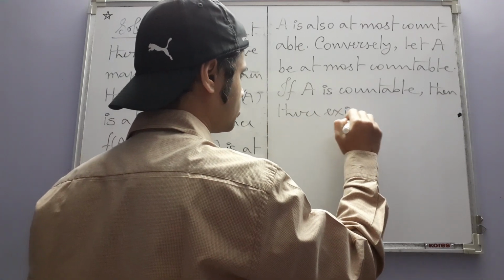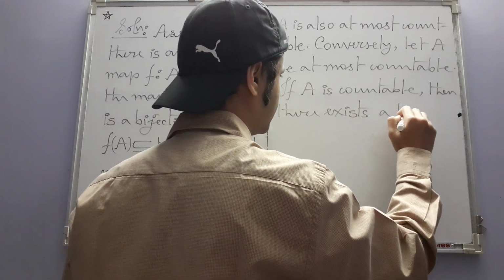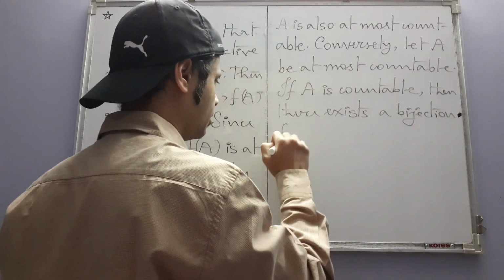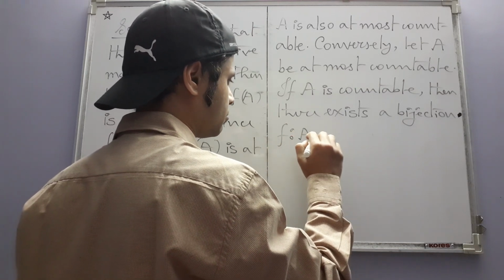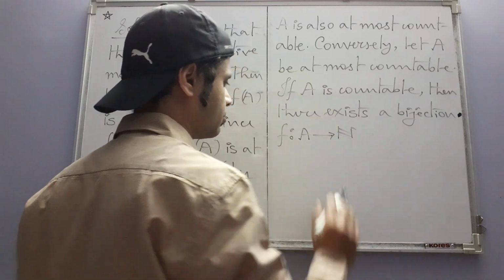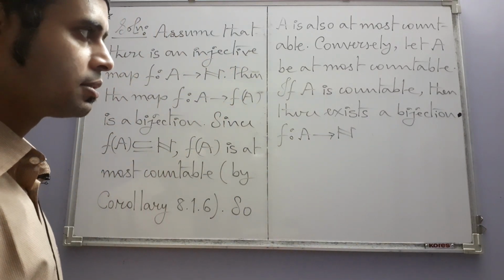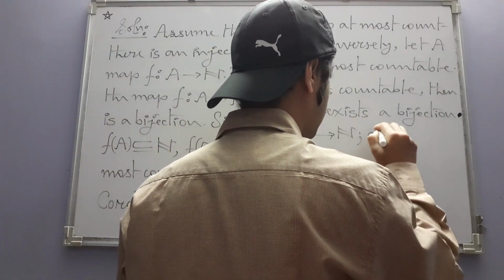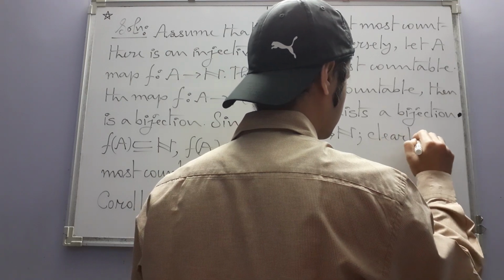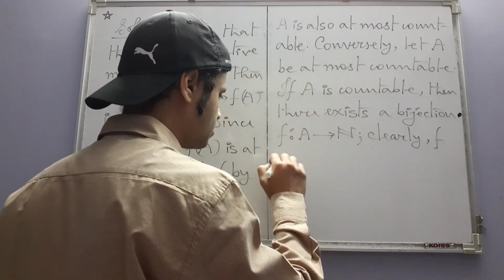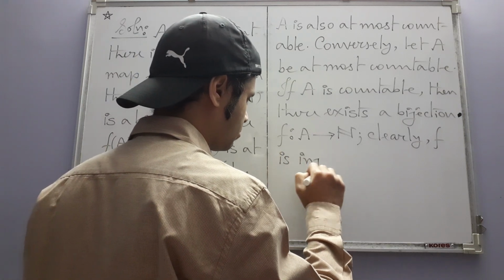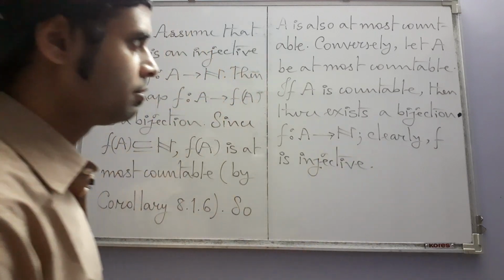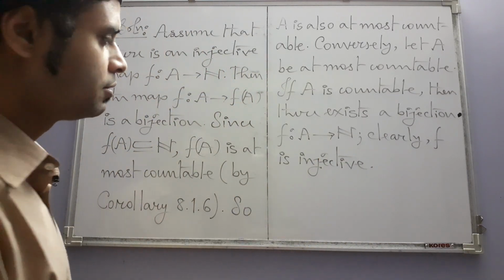there exists a bijection f from A onto N, and this bijection is of course also an injection, that means an injective map. Clearly f is injective, and that's what we want. We want that such a map be there.